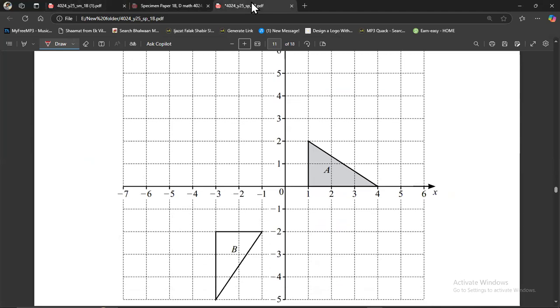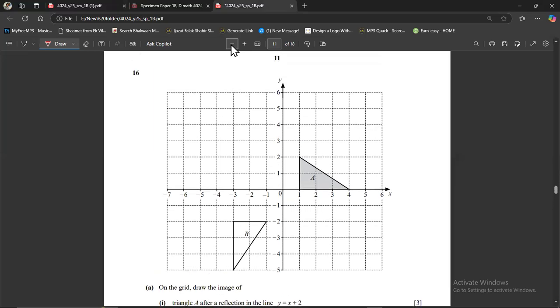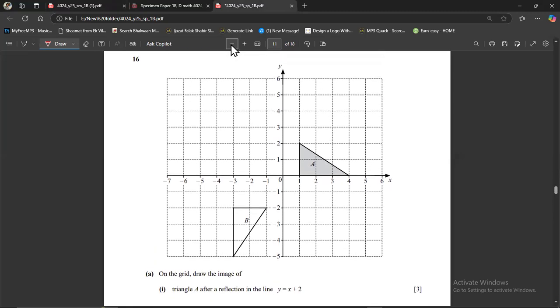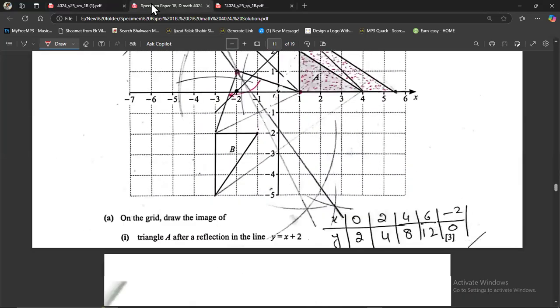So here we go. Here we have a question. Question number 16: on the grid, draw the image of the triangle A after reflection in the line y equals x plus 2. Sorry, y equals x plus 2. So I will make a table for this and then I will plot it.